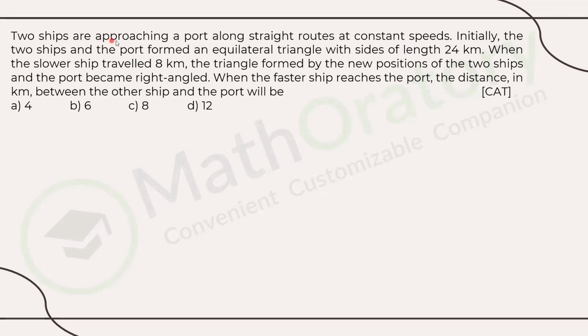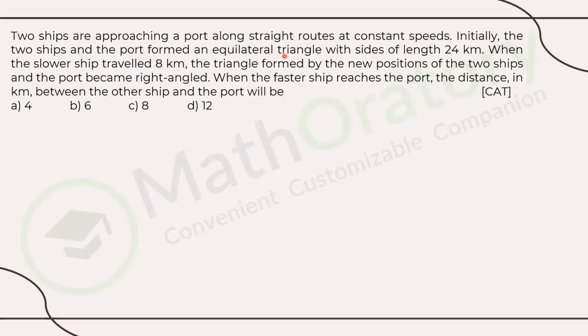We have two ships approaching a port. Both are approaching the same port along straight routes at constant speed. It doesn't say the same route, right? It just says along straight routes at constant speeds. Initially, the two ships and the port formed an equilateral triangle. Half of the people will give up at this point, but don't.